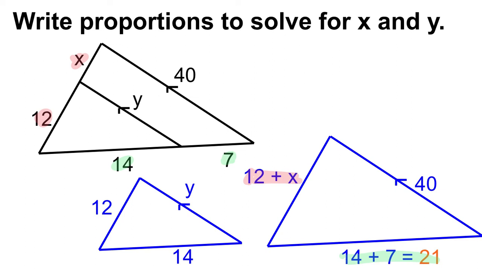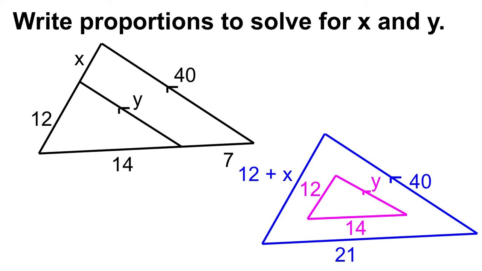Some people like to draw it just slightly different. Some people like to do something like this, where they try to draw the little triangle inside the big triangle. You can do it that way as well. So why don't you see if you can set up a proportion?